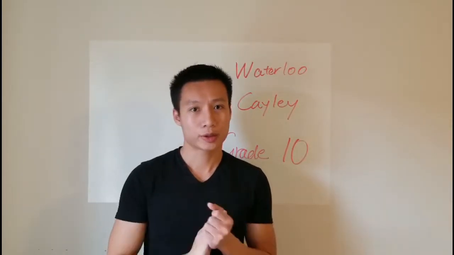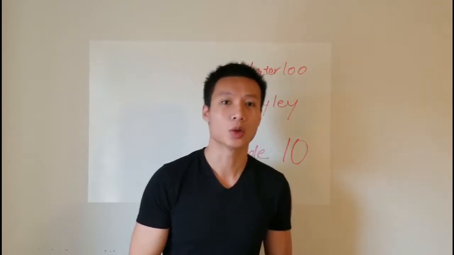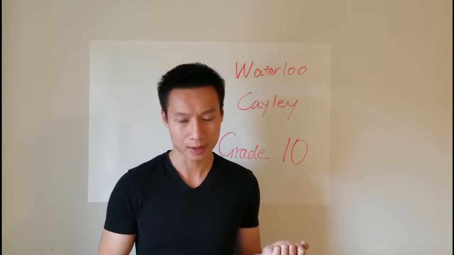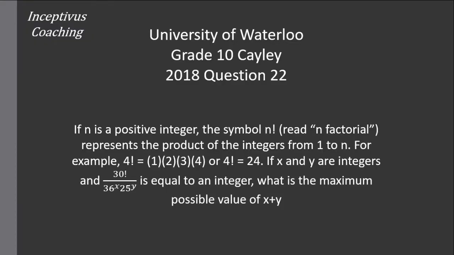Hi guys, today we'll show you how to solve this number theory problem from Waterloo's grade 10 Cayley contest. This is question number 22 from year 2018, and it reads that if n is a positive integer, let n factorial represent the product of integers from 1 to n. For example, 4 factorial is 4 times 3 times 2 times 1.